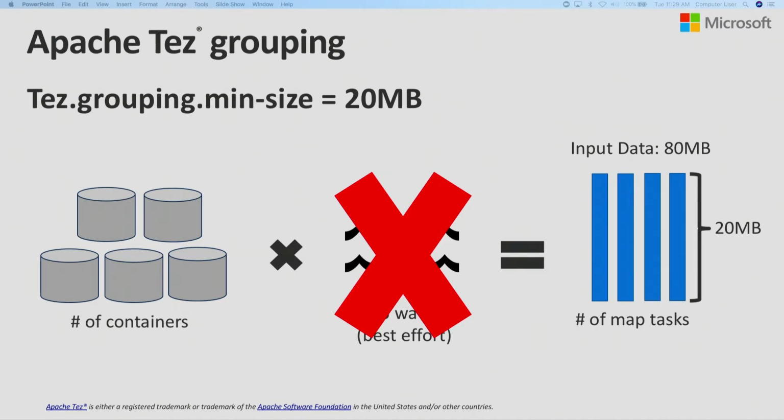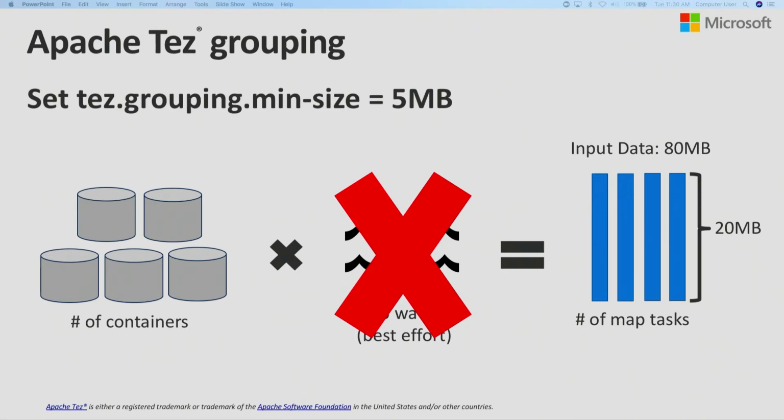And being 20 megabytes gives us 4 tasks. That's a problem, right? Because what have we kind of all learned in the last 20 minutes, 30 minutes? We've learned that we need to use all our containers. So if we have 4 tasks and running 5 containers, we're again underutilizing our resources. So that doesn't sound good, right? So what do we need to do?